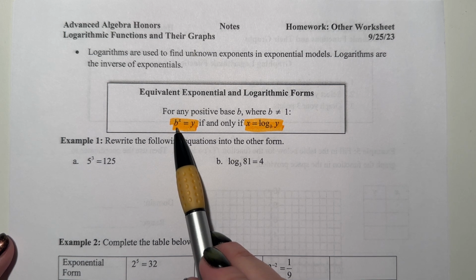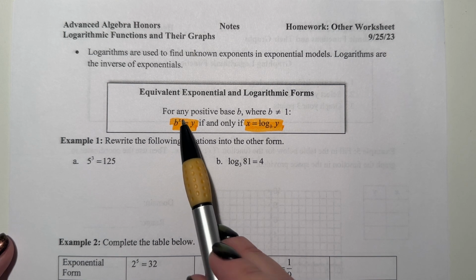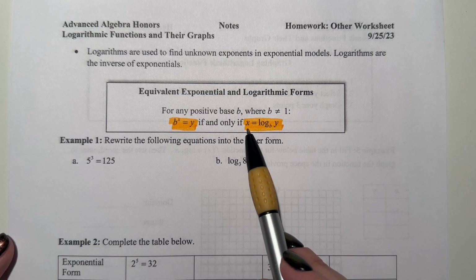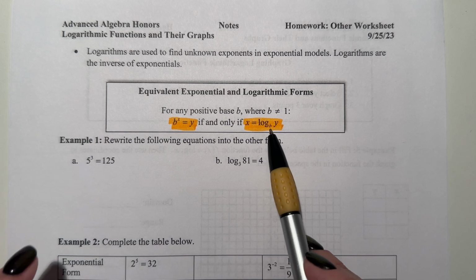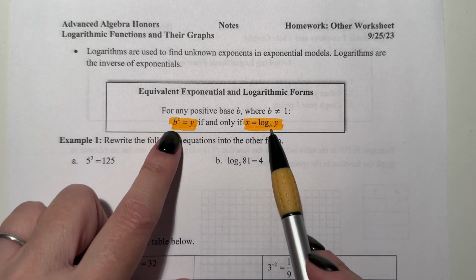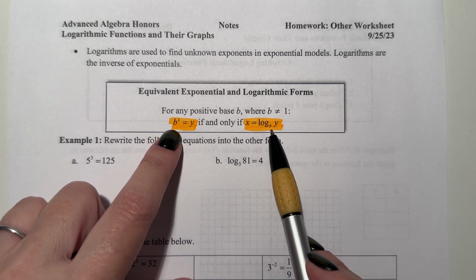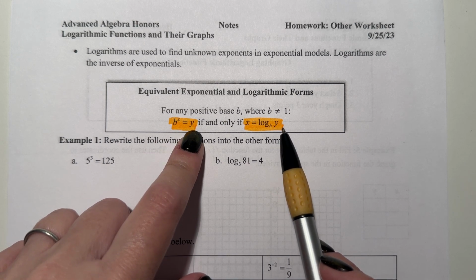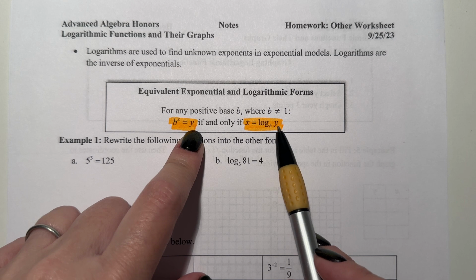So B stands for base, okay? Then your X up here is your exponent. It is the same X that's over here. The B is the same B that's here. So base and base, base for the exponent, base for the log. And then of course we have our Y value here.